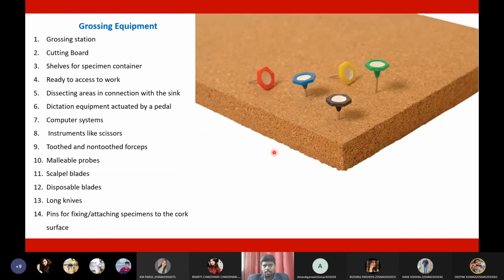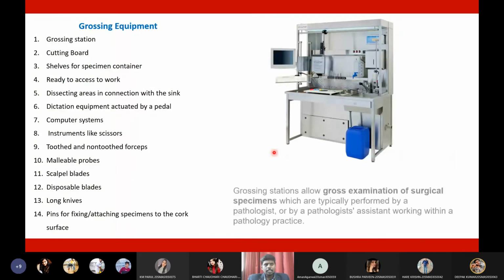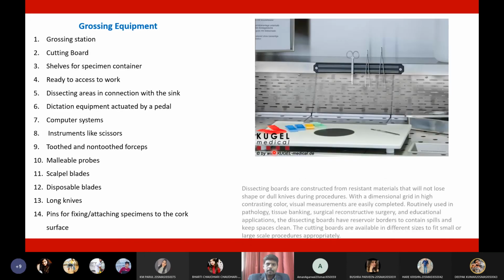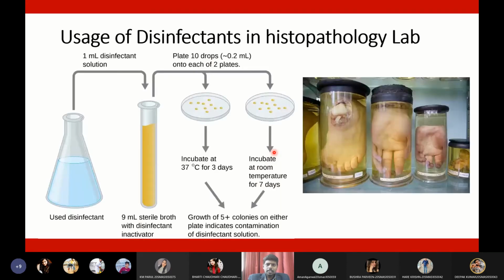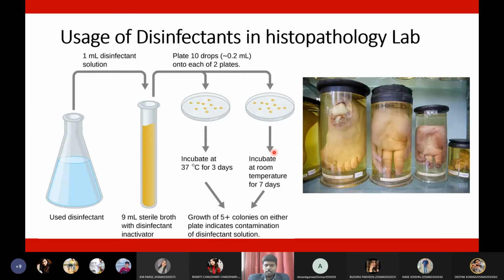So in today's lecture, we discussed two experiments. First experiment is grossing instruments used in histopathology, like gross station, cutting board, shelves, workstation, sink, dictating equipment, computer systems, scissors, scalpels, blades, forceps, malleable probes, knives, and fixing pins and weighing machine. Then we discussed some common disinfectants and antiseptics used in histopathology, such as ethanol, isopropanol, formaldehyde, tincture iodine, chlorine, silver nitrate. So this is enough, students.